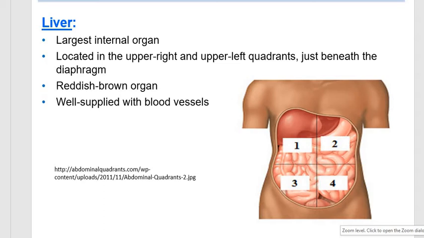It's located in the upper right and upper left quadrants. The bulk of it is going to be in the upper right just because of that enormous right lobe of the liver. And it's just inferior to the diaphragm, reddish brown. I'm honestly not going to ask you what color the liver is. It doesn't seem like the most important take-home message here. Well supplied with blood vessels.